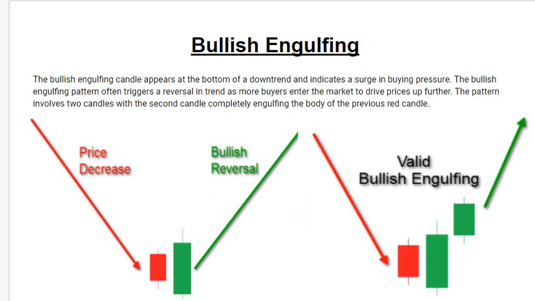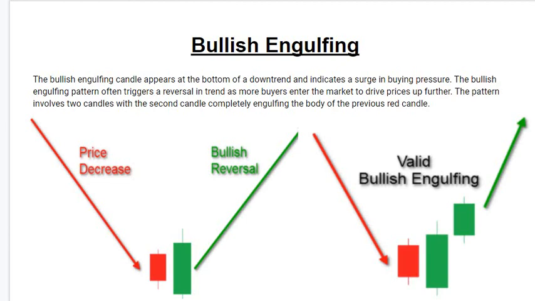Next, we have bullish engulfing candles, and it's pretty much exactly how it sounds. The bullish engulfing candle appears at the bottom of a downtrend and indicates a surge in buying pressure. The bullish engulfing pattern often triggers a reversal in trend as more buyers enter the market to drive the price up further. The pattern involves two candles, with the second candle completely engulfing the body of the previous red candle.